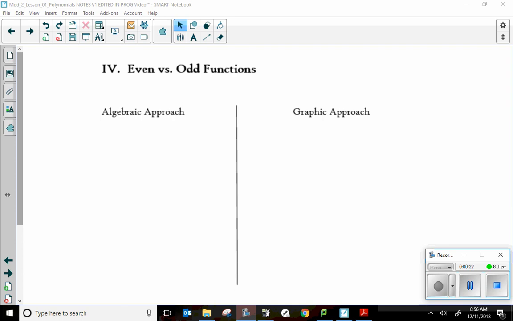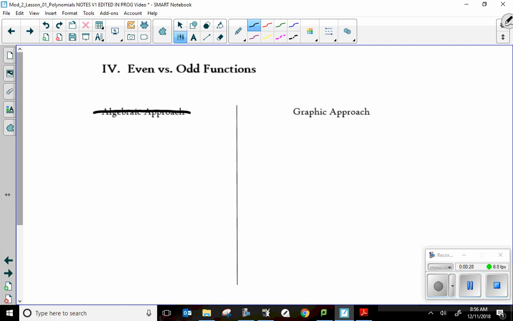We left off with even versus odd functions. I don't care about the algebraic approach as of right now. You'll learn that in pre-calculus, okay? I just want you to cross this out because I'm still going to use this space underneath it, so don't put a big X to that side. I am more concerned about the graphic approach, okay? You can tell whether a function is even or odd based on its graph.